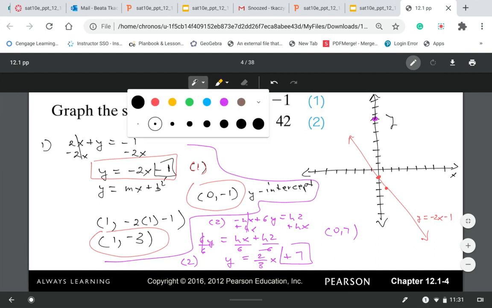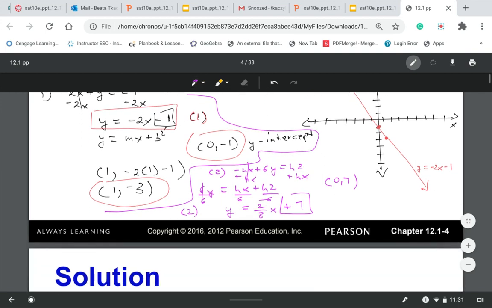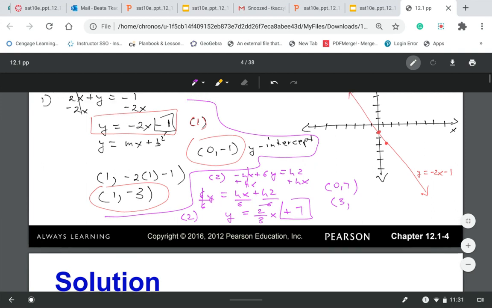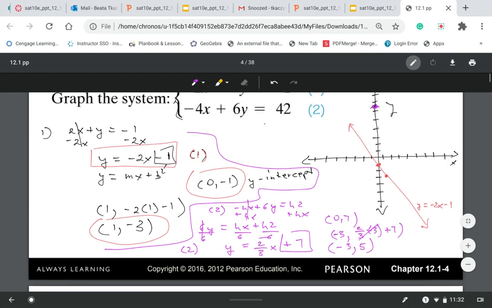Okay, and to find the second point, again, you can make x equal 3 or use the slope 2 over 3, but I would rather have a nice coordinate. So if x is equal to negative 3, y will be equal to 2 over 3 times negative 3 plus 7. So we're going to have a point: negative 2 plus 7, which will give us 5. Negative 3 comma 5.